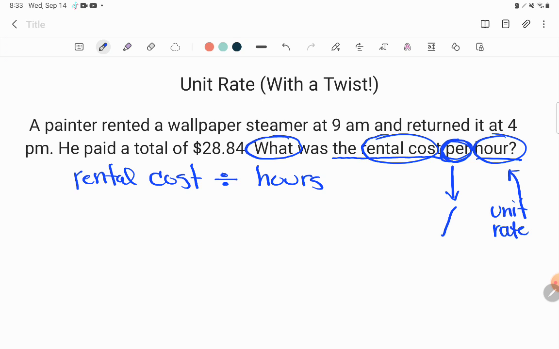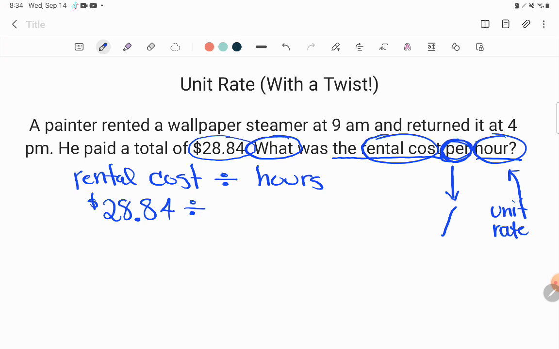So first thing I'm looking for is the rental cost. A painter rented a wallpaper steamer at 9 a.m. and returned it at 4 p.m. Oh, here we go. He paid a total of $28.84. That's the rental cost. So I need to take that $28.84 and I need to divide it by the hours.